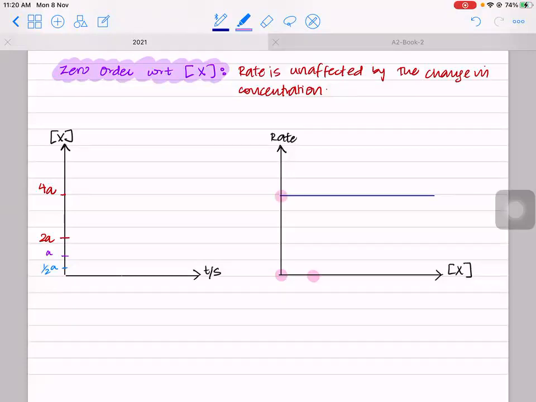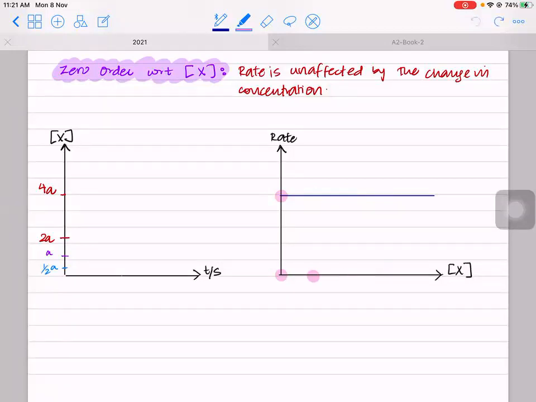Then I increase the concentration of X, made it this much. The rate is still the same. You increase the concentration even more. The rate still is the same. You increase the concentration. The rate is still the same. Do you see? No matter how much you change the concentration of X, the rate remains unchanged. So that means no matter what you do to the concentration of X, rate is unaffected by it. Or can I say rate is zero order with respect to this reactant?